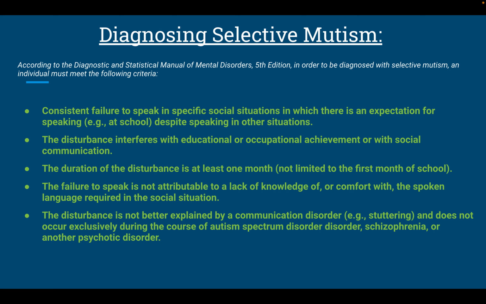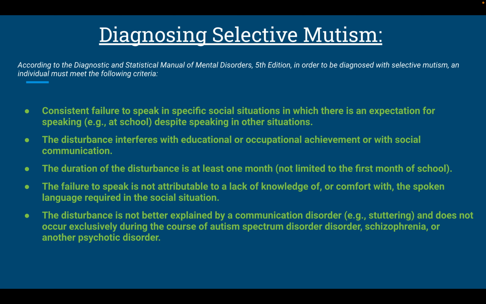Second, the disturbance interferes with educational or occupational achievement or with social communication. So it can be diagnosed in adults as well, so please be aware of that. The duration of the disturbance is at least 1 month, but it's not limited to the first month of school. Essentially, you might have a child who comes off as very shy during the first month of school. That's not going to be included in that assessment and analysis of diagnosis.